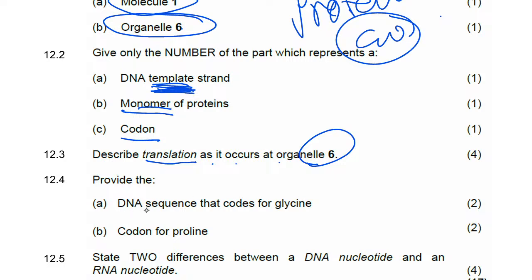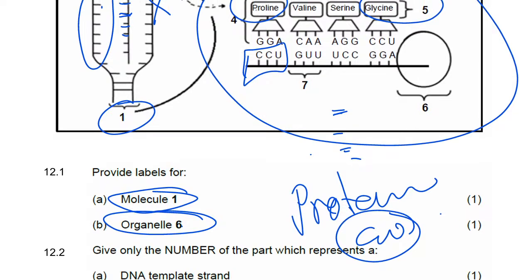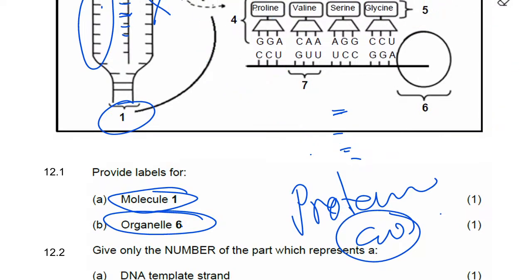There's provide a DNA sequence code for glycine. Where is it? DNA sequence code for glycine. We come back here and then we look for glycine. So if you look at glycine, this is transfer RNA and codon. This is messenger RNA codon.